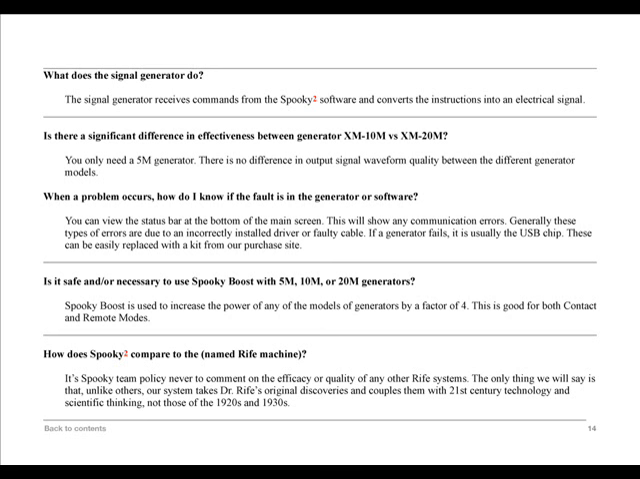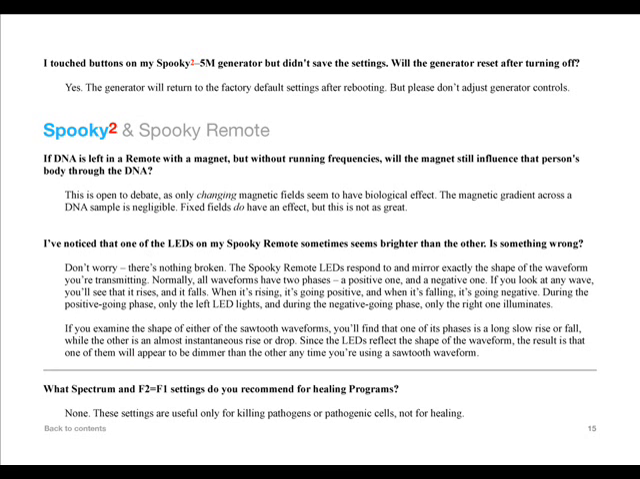What does the signal generator do? The signal generator receives commands from the Spooky2 software and converts the instructions into an electrical signal. Is there a significant difference in effectiveness between generator XM10M versus XM20M? You only need a 5M generator. There is no difference in output signal waveform quality between the different generator models.